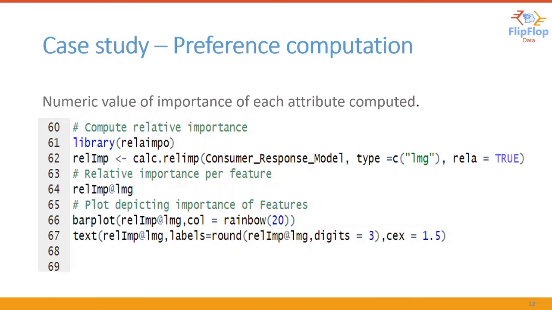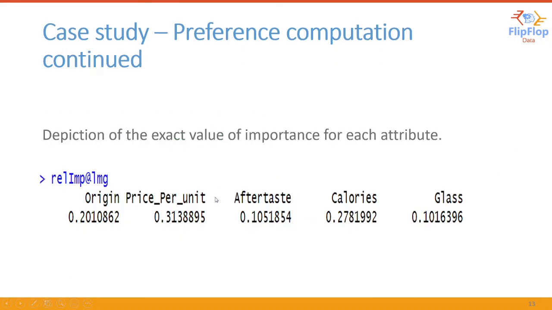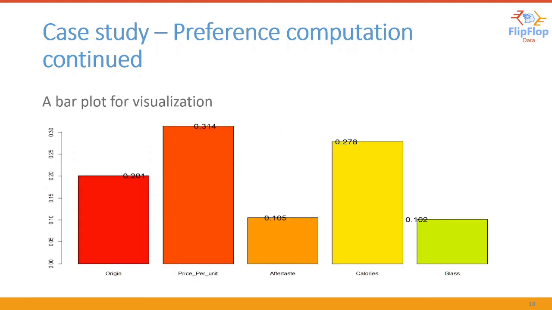Looking at this, we can easily identify that price per unit is most important. Then comes calories. Third is origin. And aftertaste and glass is the least important for consumers. There is a bar plot also for better visualization. This also depicts the same result, that consumers are sensitive to price, then calories, then origin, and aftertaste and glass is least important.